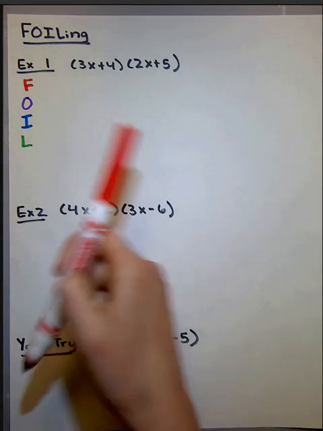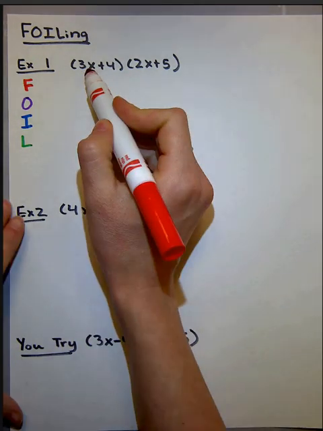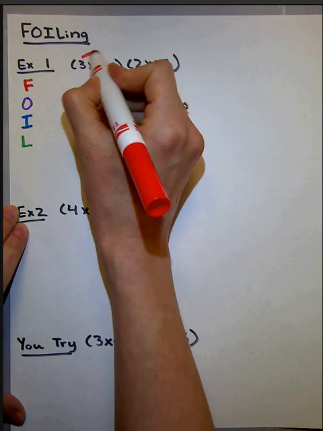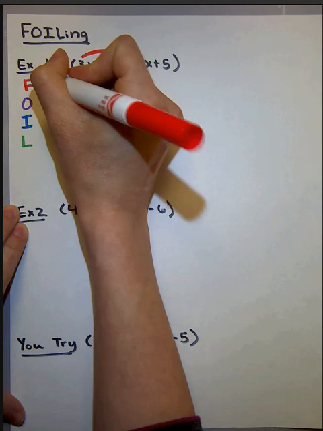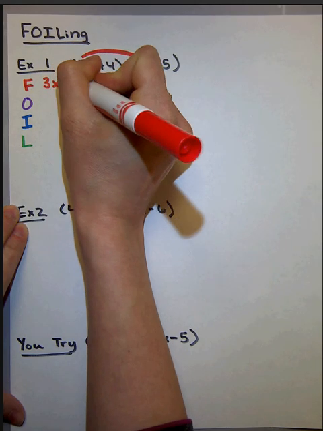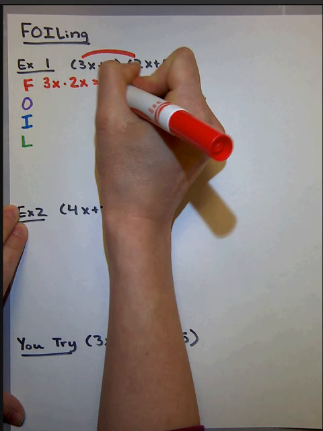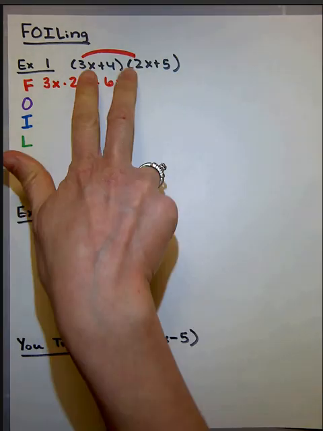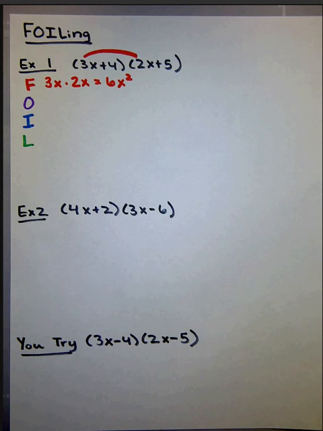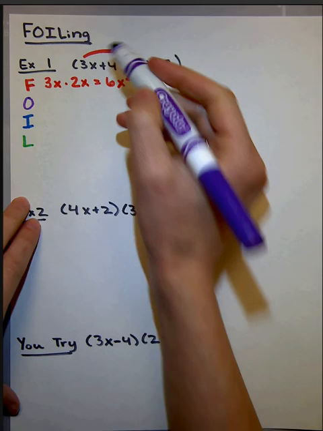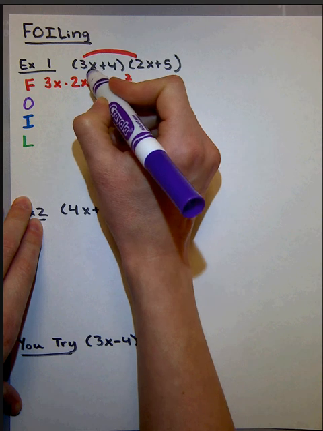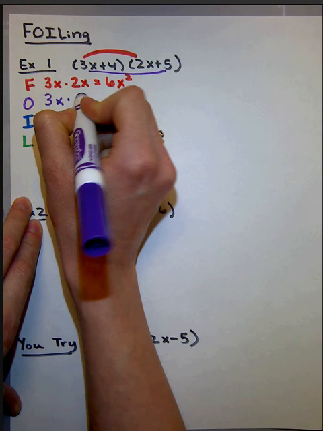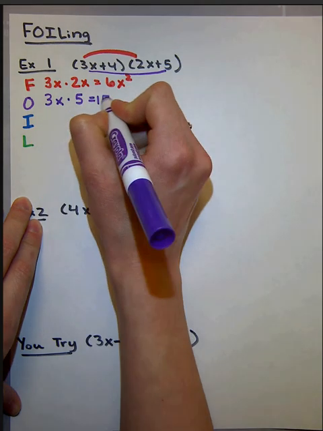Okay, so the F stands for first. So that means I'm going to multiply the first terms in each set of parentheses, which we already said was the 3x times the 2x. So I'm going to write 3x times 2x, which is 6x squared. So I just multiplied my first terms by each other. And now I'm going to do my outer terms, the ones on the outside, which are the 3x and the 5. So I'm going to do 3x times 5, which is 15x.